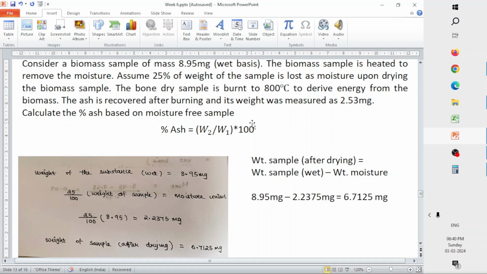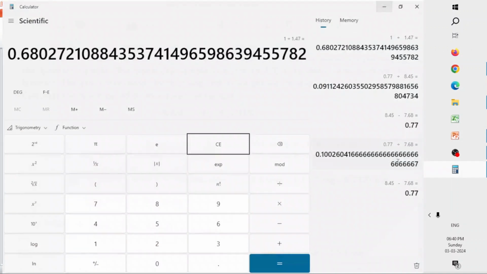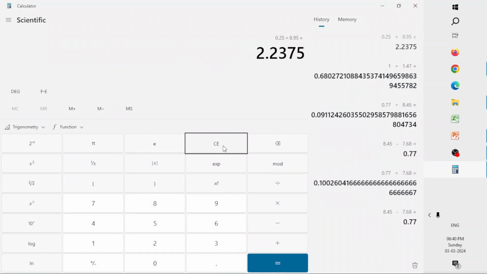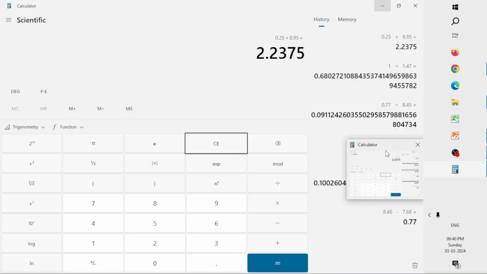So the weight of the sample after drying is nothing but the weight of your wet sample minus the weight of moisture, and 25% of your sample is nothing but moisture. So moisture content is nothing but 25 by 100 into the weight of your sample. 25 by 100 into 8.95 is 2.2375, and the weight of the sample after drying will be 8.95 minus the moisture content 2.2375.